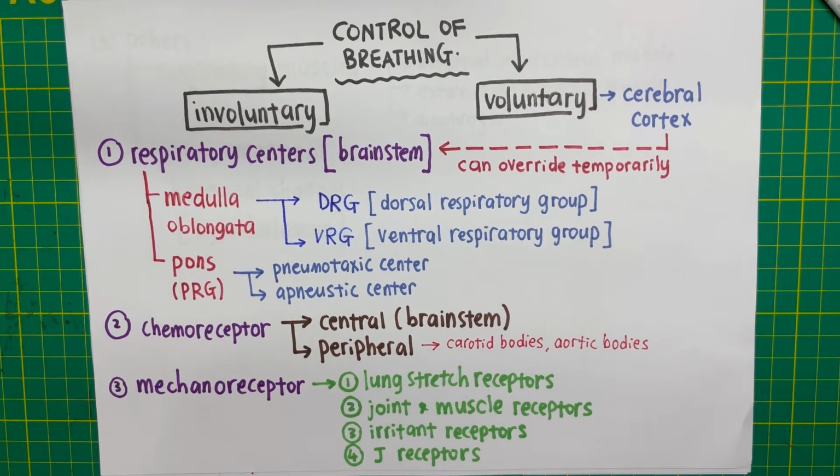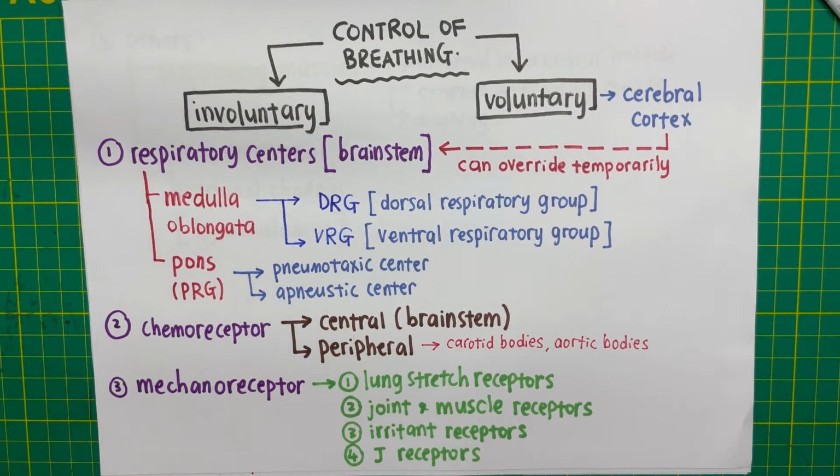So let's get started. Regarding control of breathing, we have two types: involuntary and voluntary. Involuntary control has four components, which are the respiratory center or brainstem, chemoreceptors, mechanoreceptors, and others. Whereas voluntary control is mainly controlled by the cerebral cortex. And we also have to know that the cerebral cortex can override involuntary control temporarily.